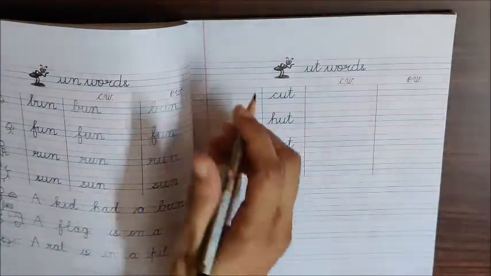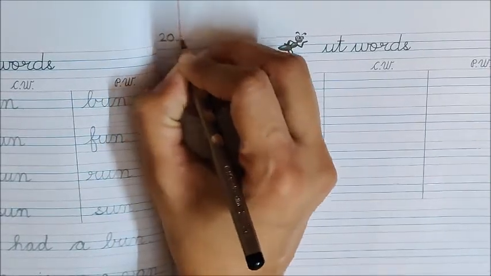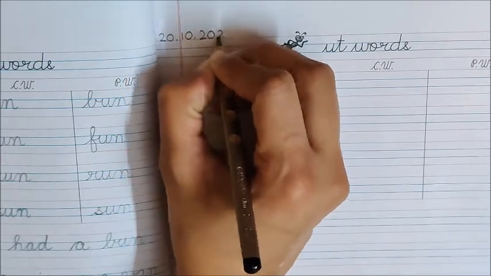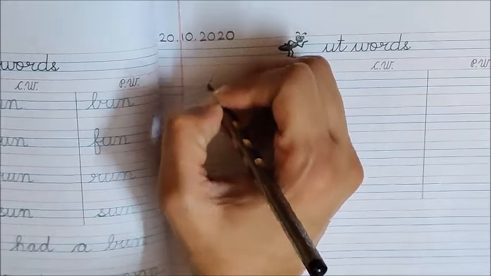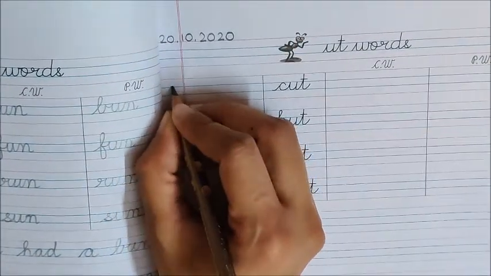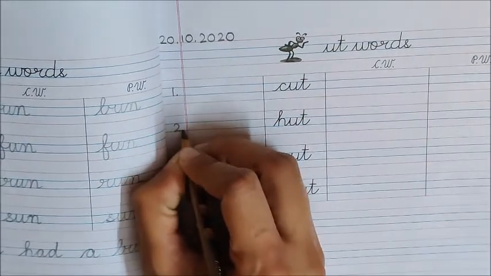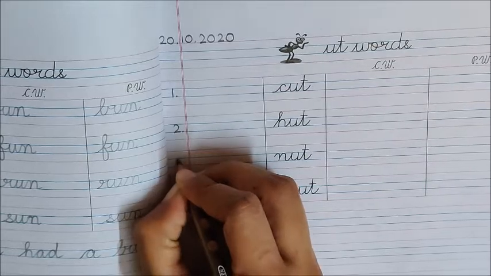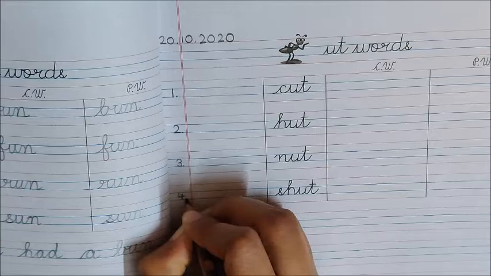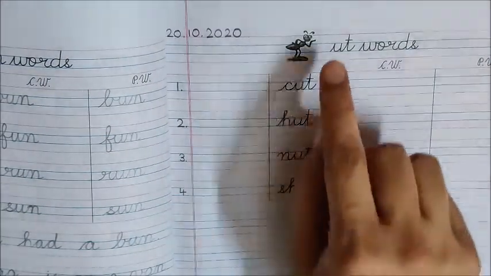Today is October 20. 20 dot, 10 dot, 20. Now children, leave one box and write down here 1 dot. Next, 2 dot, then 3 dot, 4 dot. On this page, we have got 4 words.